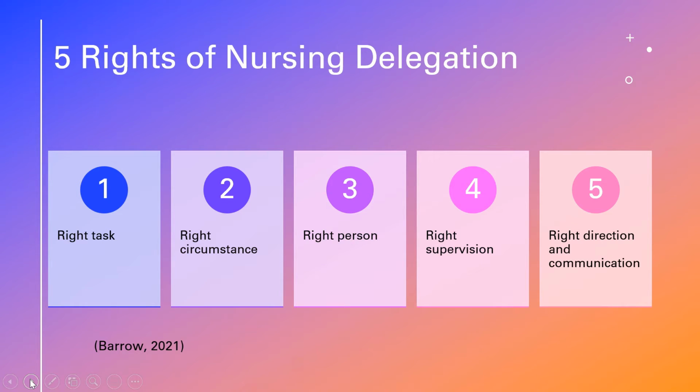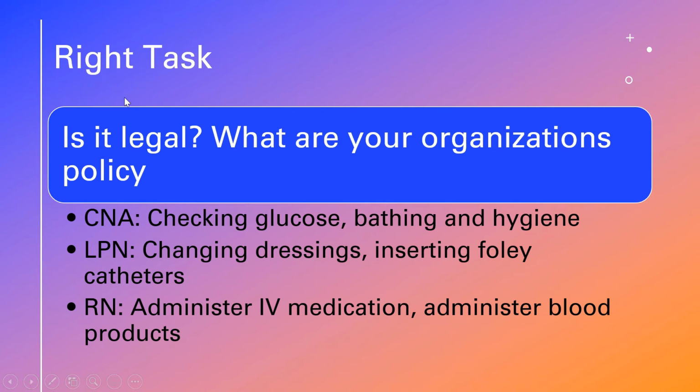The 5 rights of nursing delegation are pretty easy. It's the right task, right circumstance, right person, right supervision, right direction, and communication. We're going to break down all of these and give examples of what it means to delegate different tasks to different people. So the right task, you need to ask yourself, is it legal, and what are your organization's policies?